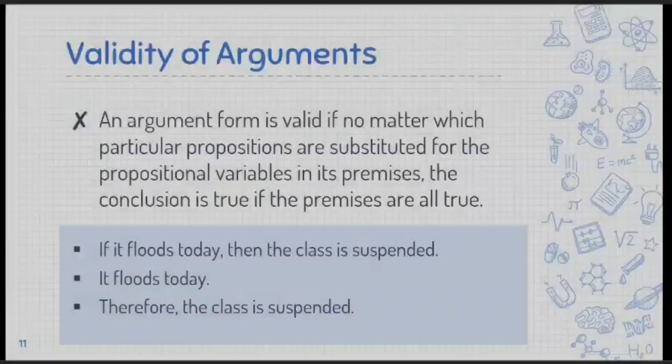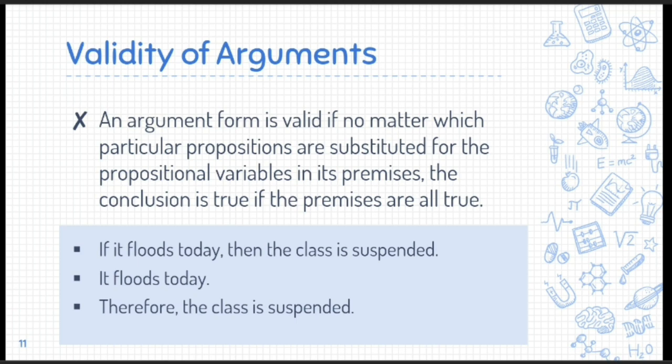Validity of arguments. An argument form is valid if no matter which particular propositions are substituted for the propositional variables in its premises, the conclusion is true if the premises are all true. Okay, let's check if this argument is valid. Of course, our premises are assumed to be true.